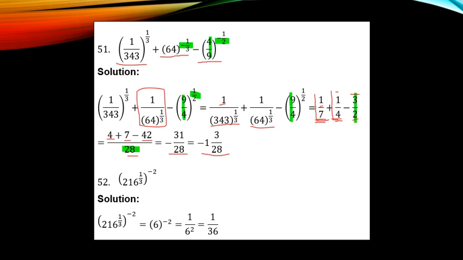Example 52. You have 216 to the power of 1 over 3, in bracket, to the power of minus 2. 1 over 3 there means cube root. So you take the cube root of 216, and the cube root is 6, to the power of minus 2 now, the outer power. And the power is negative. To make it positive, you write the inverse. It becomes 1 over 6 squared. And 1 over 6 squared is 1 over 36.